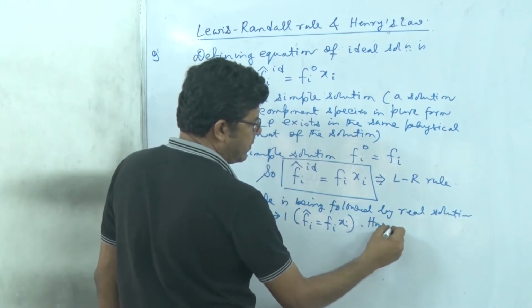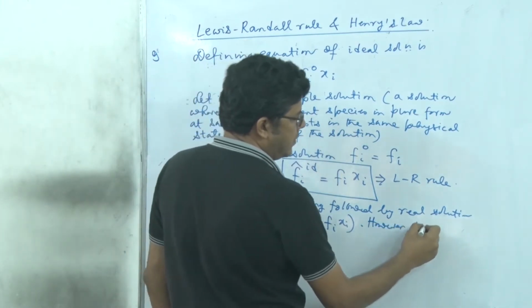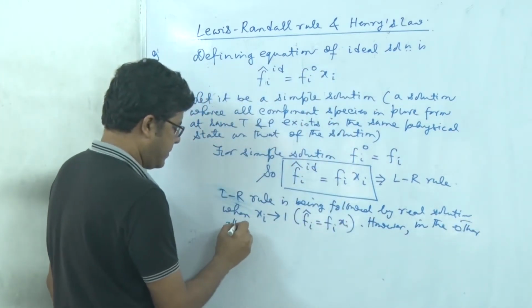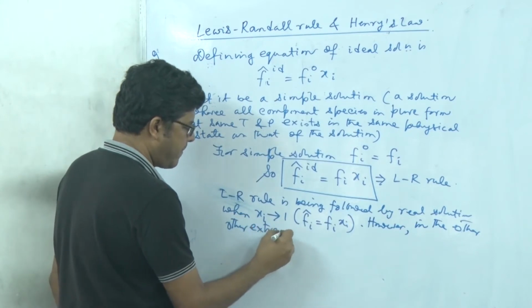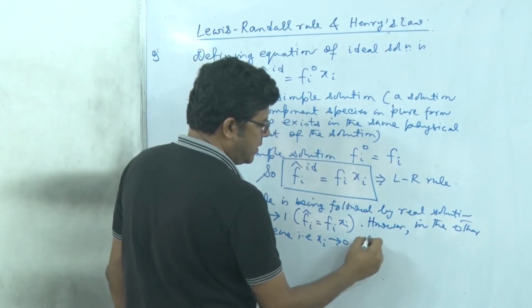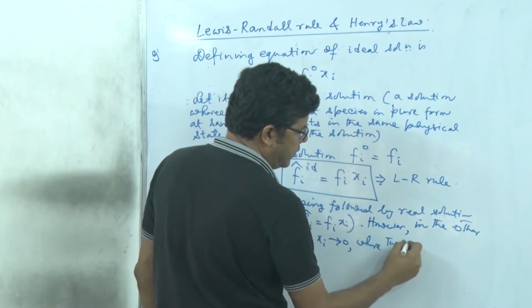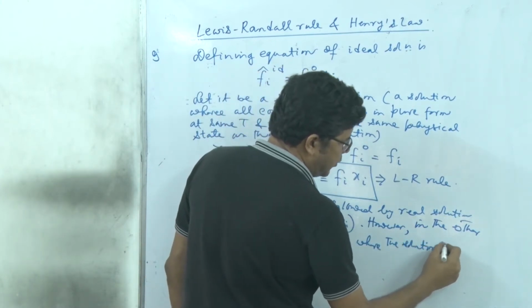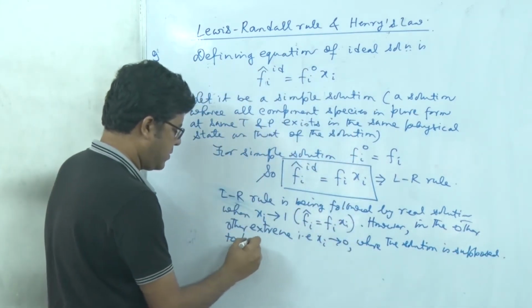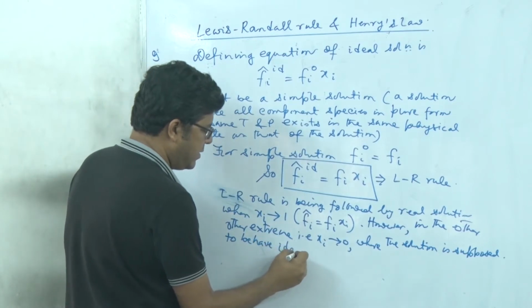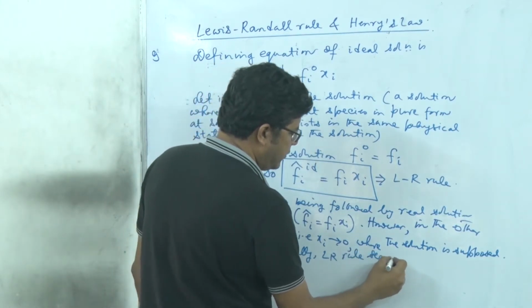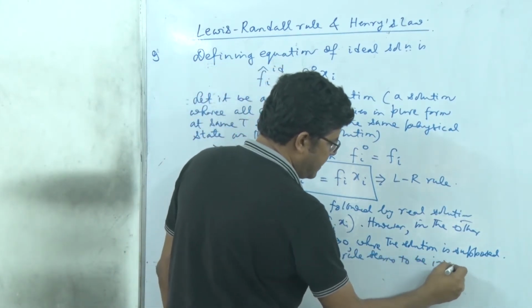However, in the other extreme, that is Xi tending to 0, where the solution is supposed to behave ideally, LR rule seems to be invalid, right?